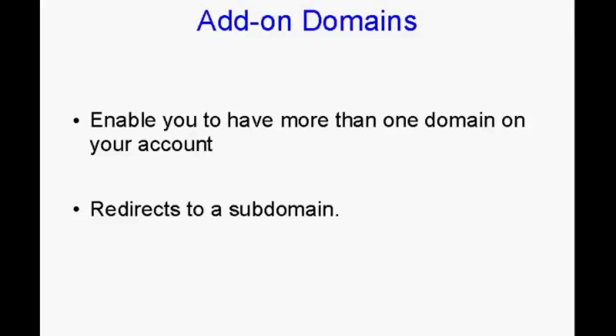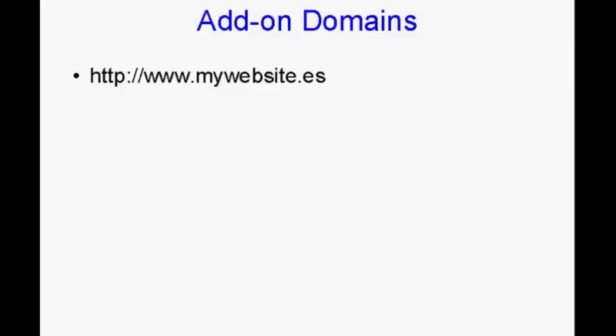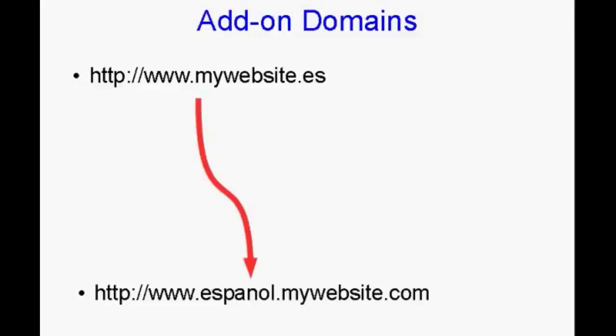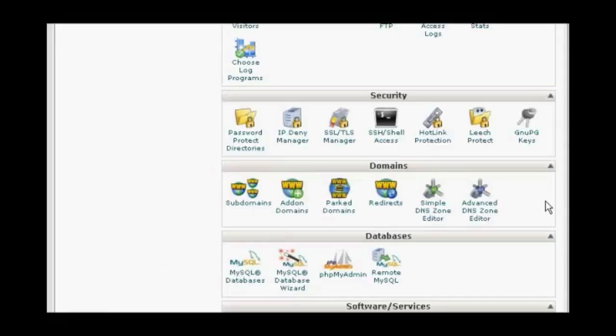your account. Now, staying with our Spanish example, you could register the domain name mywebsite.es, with .es of course being the domain extension for Spain. Add that on to your account as an add-on domain, and it will redirect to espanol.mywebsite.com. So it will redirect that to the Espanol subdomain on your website.